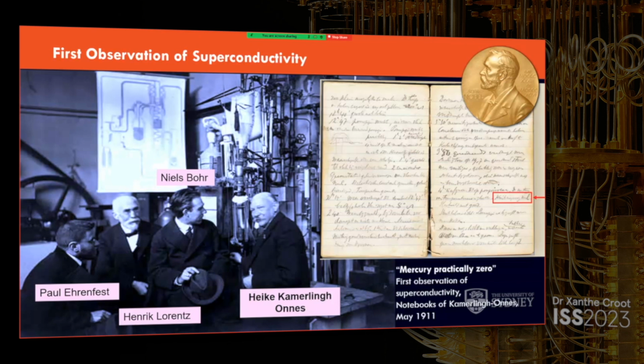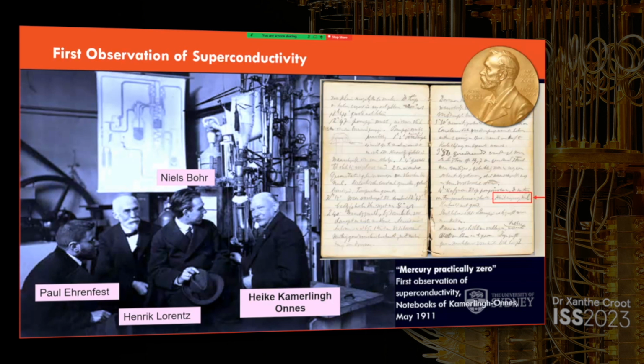Now, he had a bit of an advantage in the low temperature experiment department because he was the first person to liquefy helium. And that meant that he could do all these really interesting low temperature experiments where he probed the resistance of metals at temperatures that were lower than what they'd been probed at before.